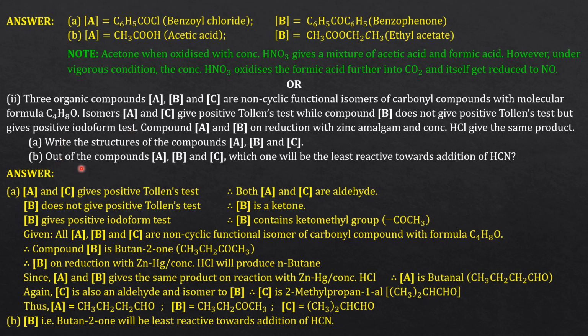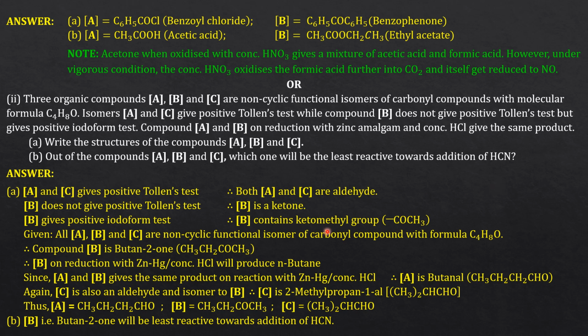Now the last question: which will be least reactive to addition of HCN? So addition of HCN is a nucleophilic addition reaction, and you know there are two factors that control this. One is the delta plus, the positive charge on the carbonyl carbon. Another factor is the steric hindrance. So you know in this type of reaction the order is formaldehyde greater than other aliphatic aldehydes, greater than aromatic aldehyde, greater than aliphatic ketone, greater than aromatic ketone.